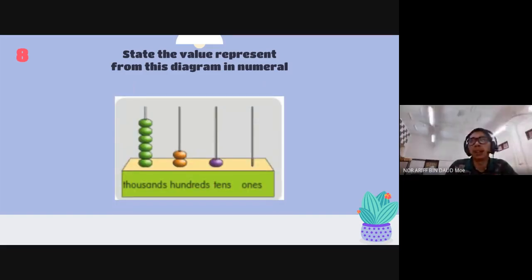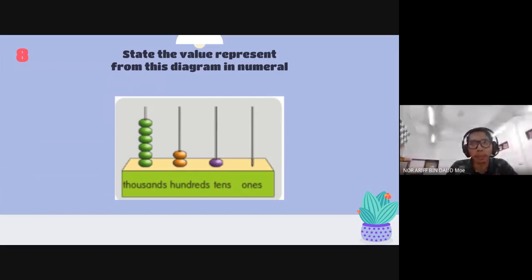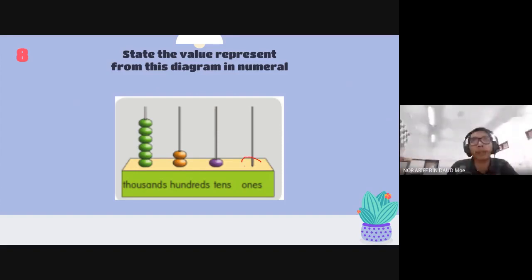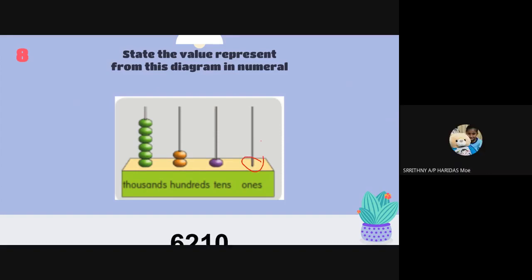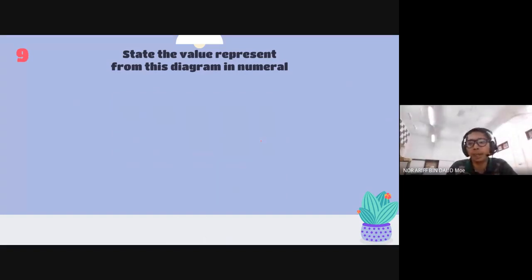Okay, I want to ask Sri Tini. State me the value for this diagram. 6,210. 6,210. How about ones? 0. Are you sure 0 here? Yes. Okay, 6,210. Thank you, Sritini. Okay, for the next question, still in numeral.